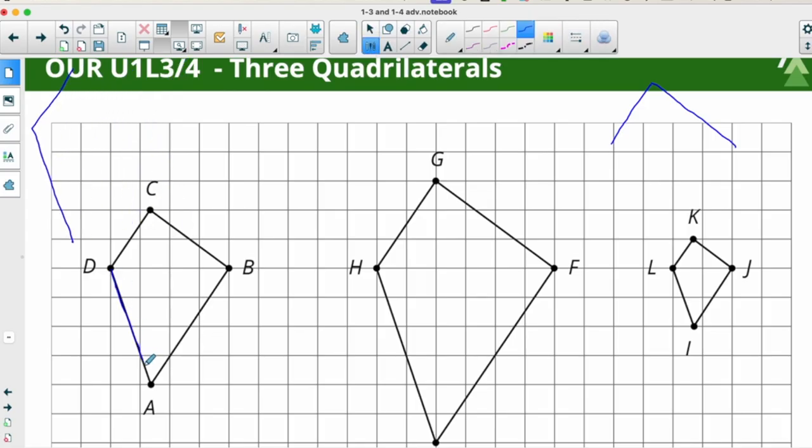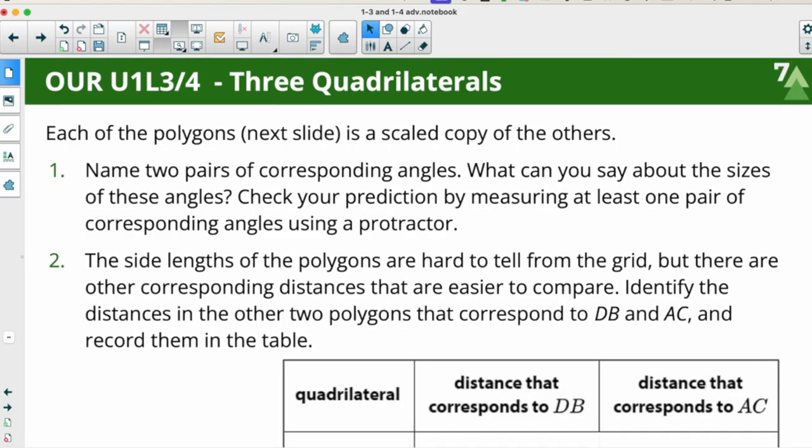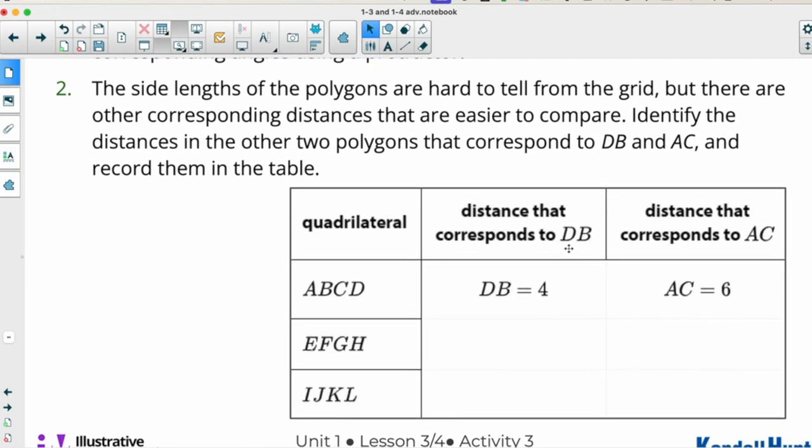And then if we try DAB and we move it to its corresponding angles, they are all the same. And then finally checking angle ABC, we find those corresponding angles are all the same. So we know that they have corresponding angles the same. What do we do about finding a scale factor if they are, in fact, scale copies? Well, we can look at distances. And so we're looking at the distance from D to B and the distance from A to C.